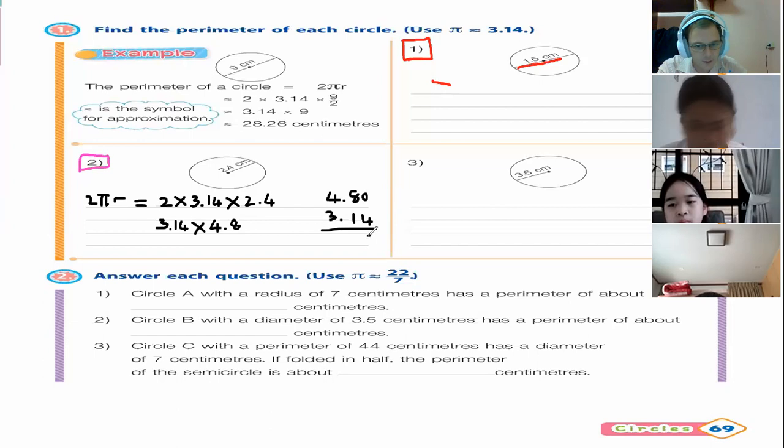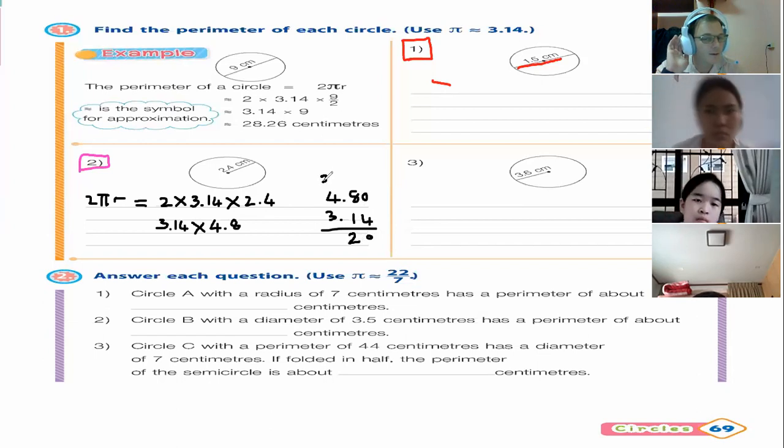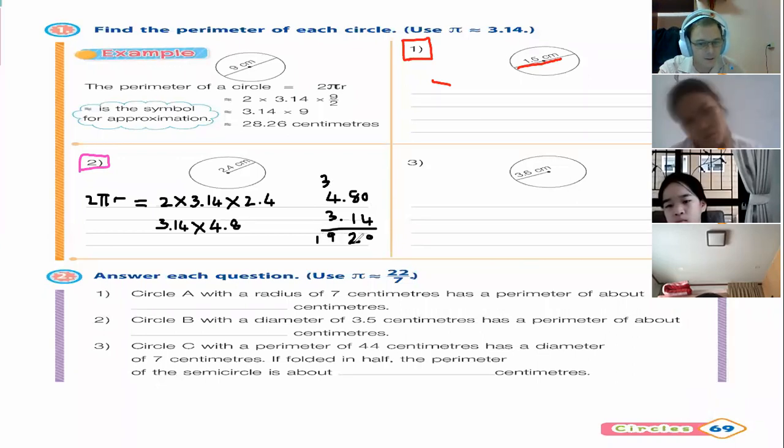So 4 multiplied by 0 is 0. 4 multiplied by 8 is how much? Four multiplied by 8 equals 32. 4 times 4 is 16, plus 3 equals 19. We put a 0 there. 1 times 8 equals 8. 1 times 4 equals 4. We put 2 zeros for placeholders.